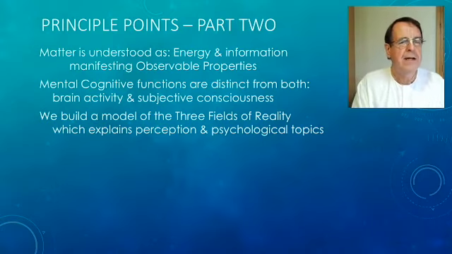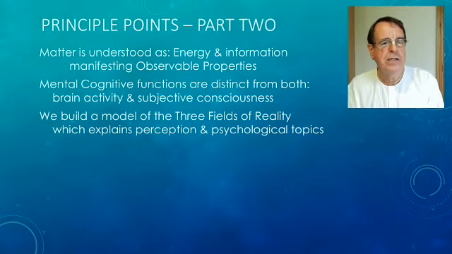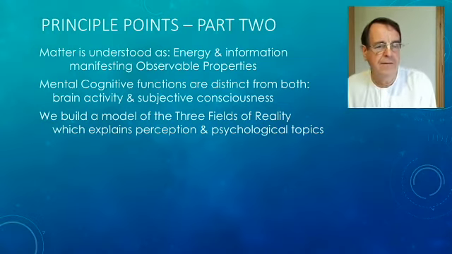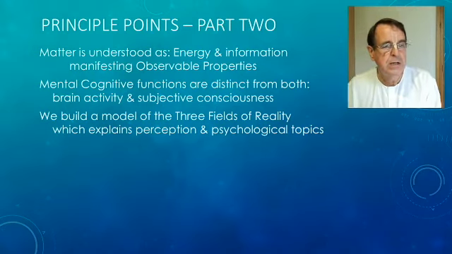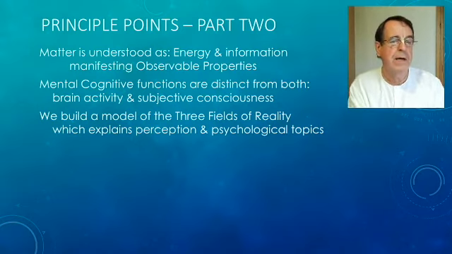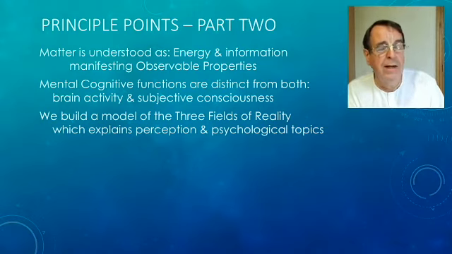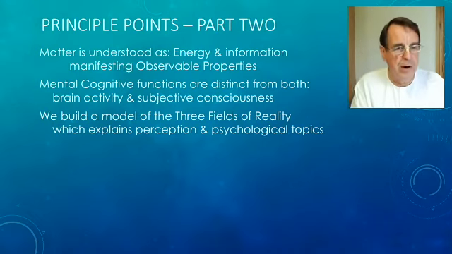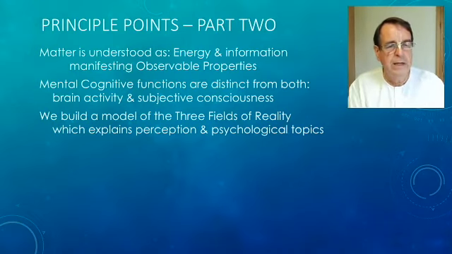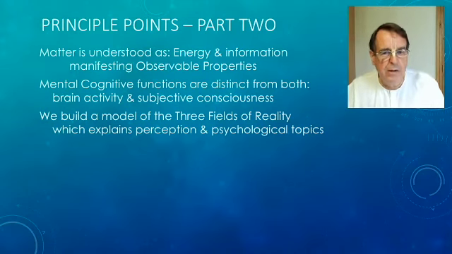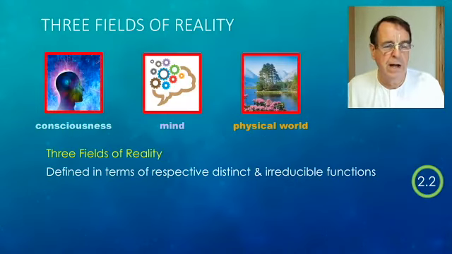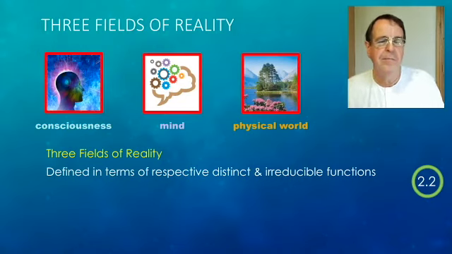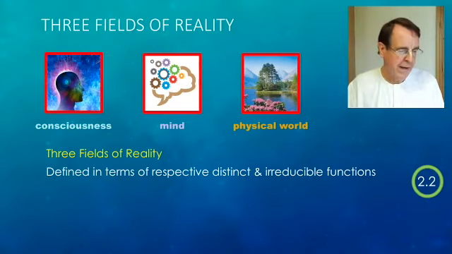And we have defined mental cognitive functions distinct from both brain activity and from consciousness. So we then build a model of these three fields of reality, which we use to explain various aspects of perception which the brain model cannot deal with, and certain psychological aspects which the brain model has problems with. So this has proved to be a very effective model. And here it is in summary, which is all I can do today. I beg you to go through part 2 if you like.